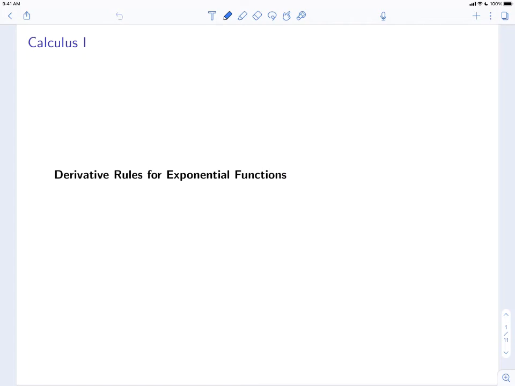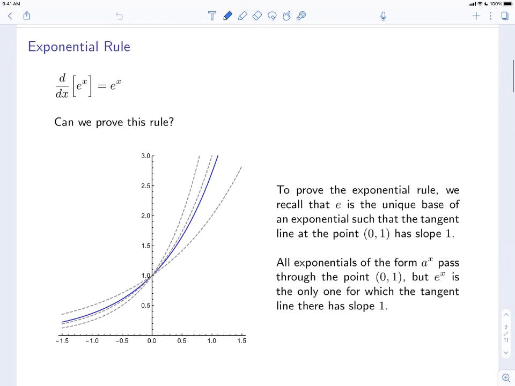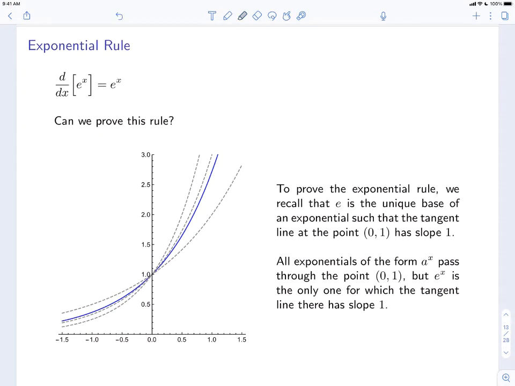In this video, we'll talk about the derivative rules for exponential functions. The exponential rule tells us that if you compute the derivative of e to the x, you get e to the x. In other words, the derivative of e to the x is itself. So this is the exponential rule, and the question is, can we prove it?